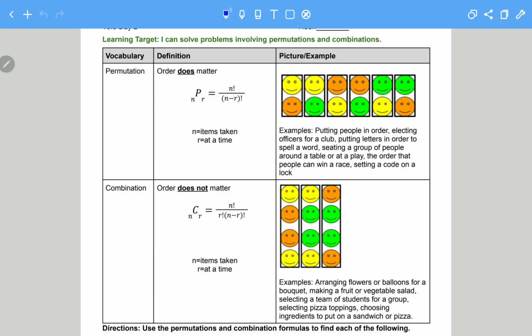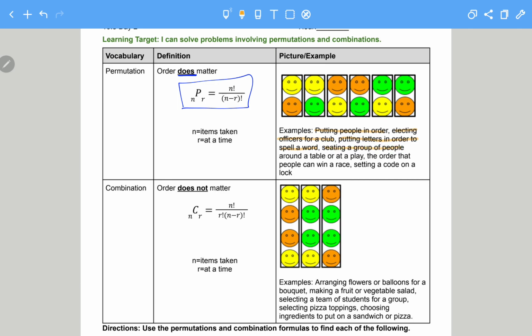A permutation is when order does matter. Okay, and we're going to be using this formula when order does matter. Okay, super important for you guys. Looking at the examples, these are great examples to put on a note card. Putting people in order, electing officers for a club. Officers would be a president, a vice president, a secretary. Okay. Putting letters in order to spell a word. Notice in order, in order.